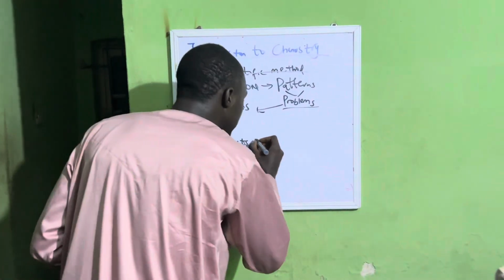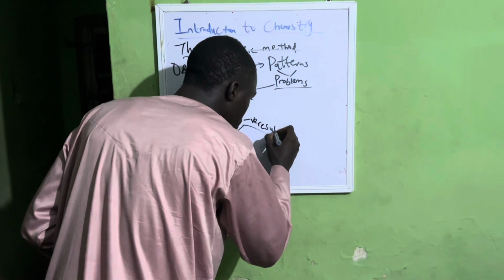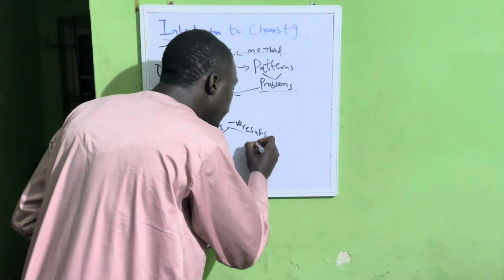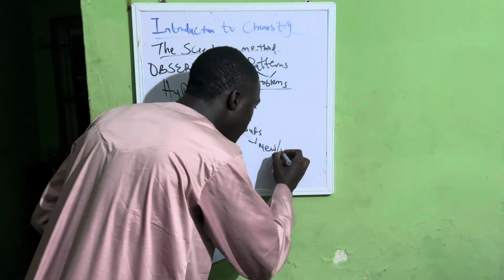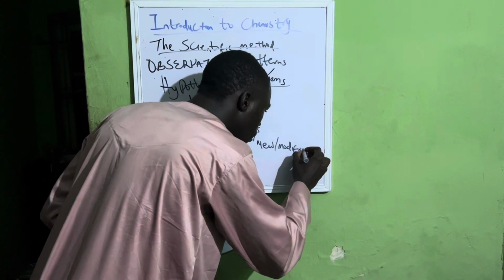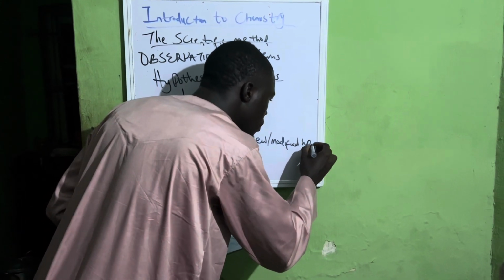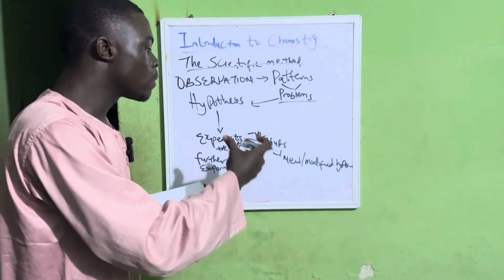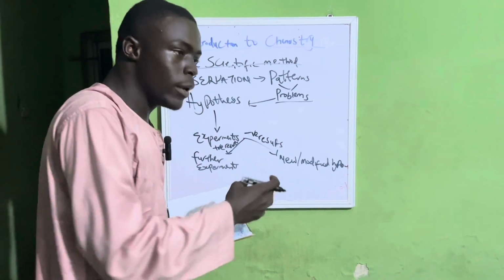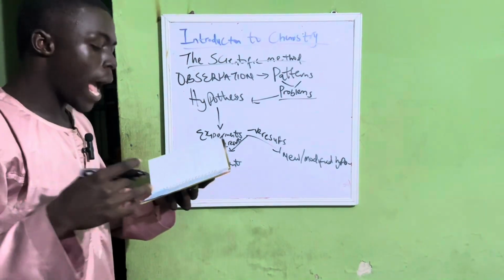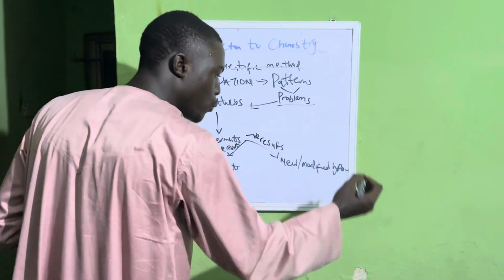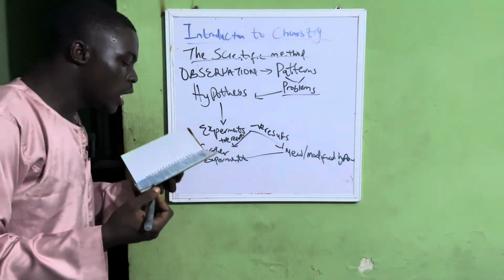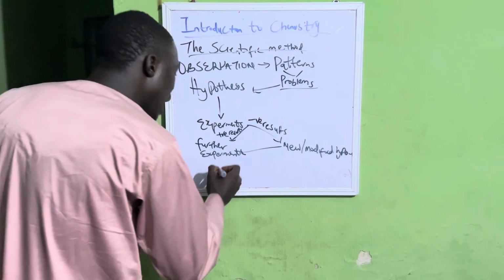So if it gives you negative results, then you know that what you need to do is you'd have a new or modified hypothesis. You understand? Once you've been able to go around your results, you are going to get a new or modified hypothesis. Then from the new hypothesis or the modified hypothesis, you make further experiments. When you make further experiments and they give you positive results, then you are going to have a theory.